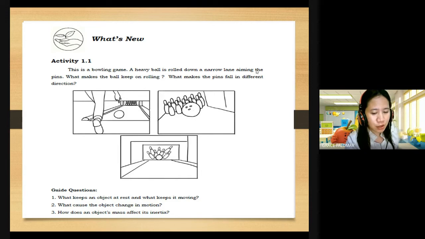Now, let's continue with question number 3. How does an object's mass affect its inertia? Okay, now let's try to answer it again. I'll give you 10 seconds to answer.